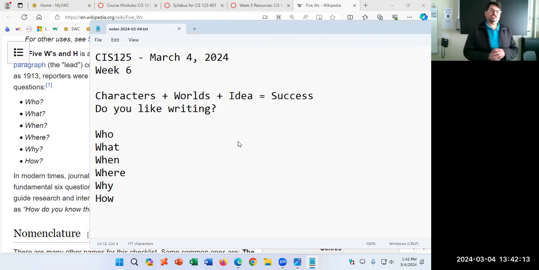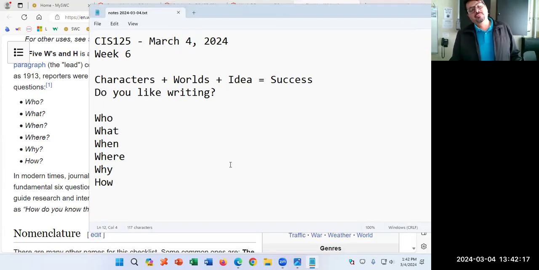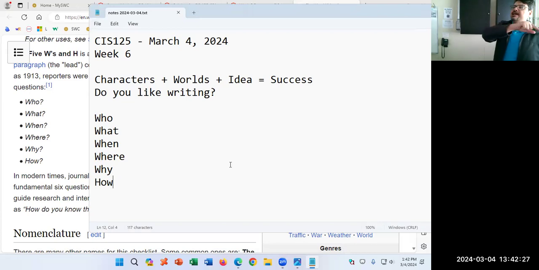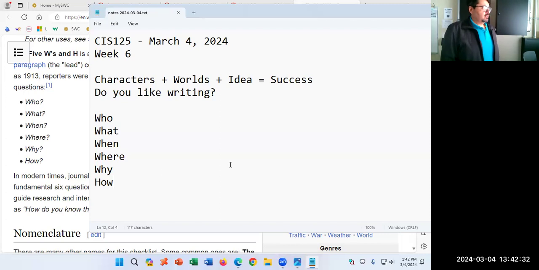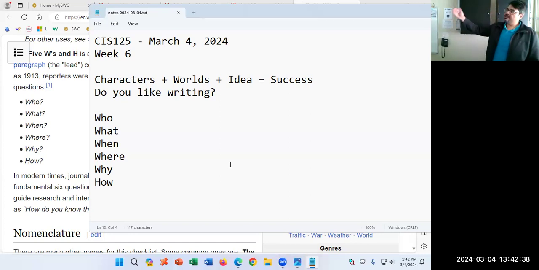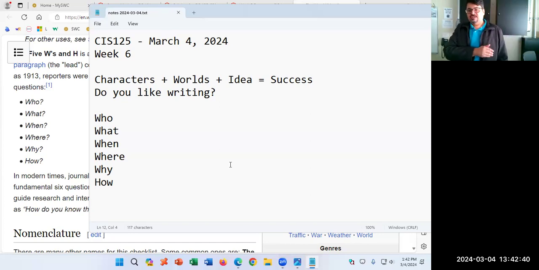So here's how we're going to get interactive. In the chat, tell me right there your most favorite movie ever. Tell me in the chat your favorite movie. Then we're going to see how we can take these five W's and H and break down that movie into these pieces here. Because this amazing movie, 2 hours long or whatever, if we can break it down into these pieces, then we can fill in the details.